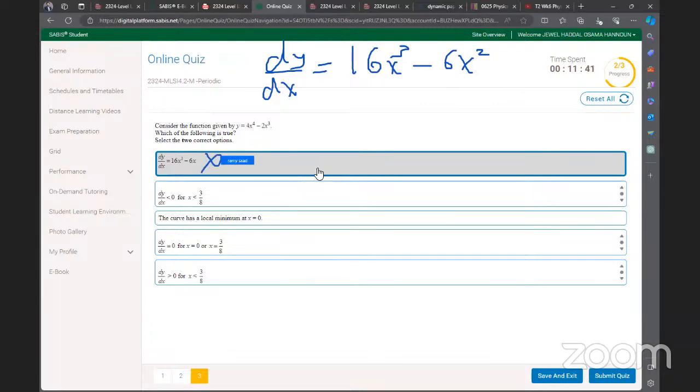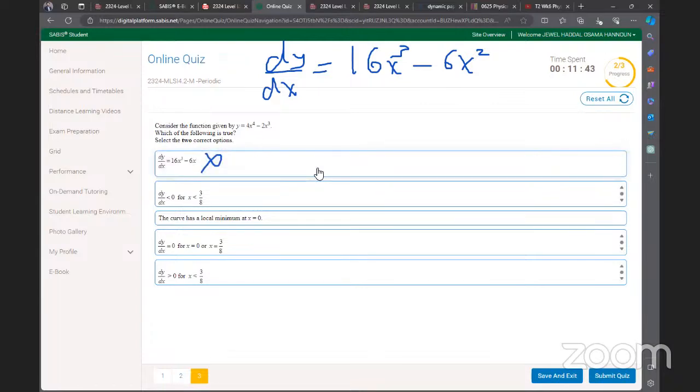So I will make it now equal to 0, and then I will take x squared as a common factor. So it will be 16x minus 6. So x squared will be equal to 0, which means x equals 0. And then 16x minus 6, I will make it equal to 0. So that means x will be 6 over 16, which is 3 over 8.